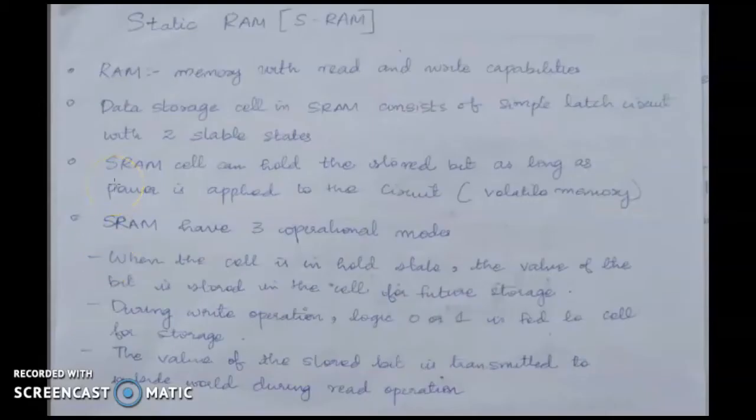The data storage cell in SRAM consists of a simple latch circuit with two stable states. Depending upon which stable state the latch circuit is in, the data that is stored is interpreted as either logical 1 or logical 0. We will be seeing the implementation of this simple latch circuit in the following slides. So why is SRAM called static RAM? This is because an SRAM cell can hold the stored bit as long as the power is applied to the circuit.